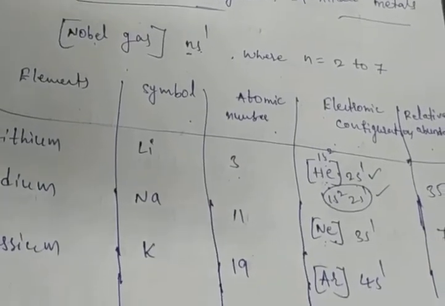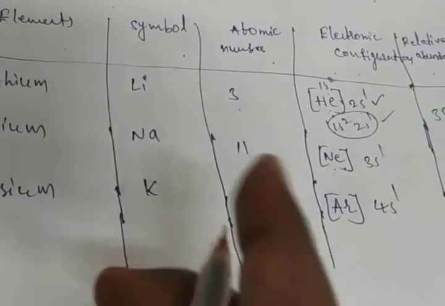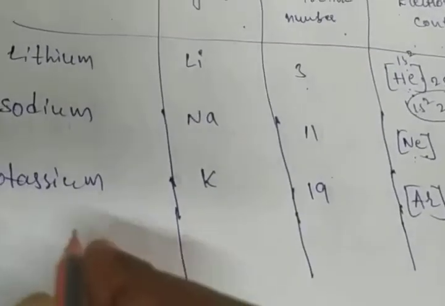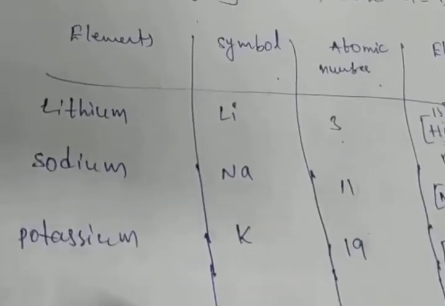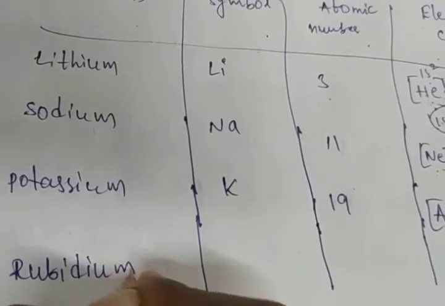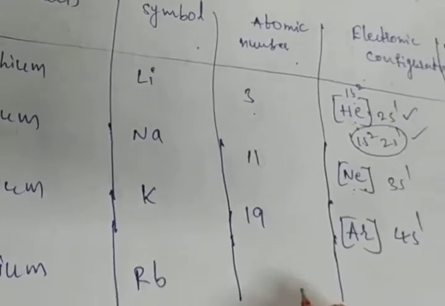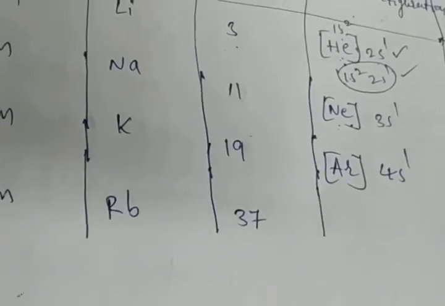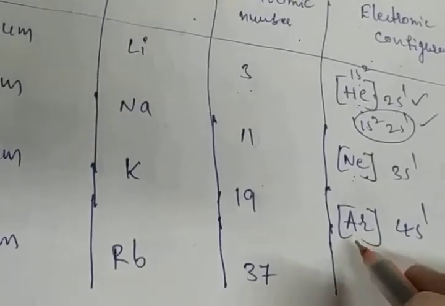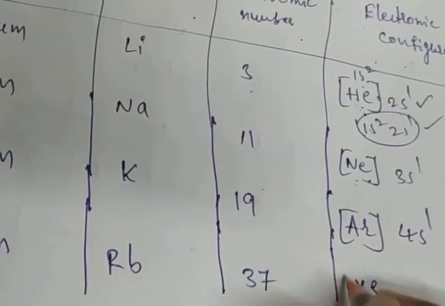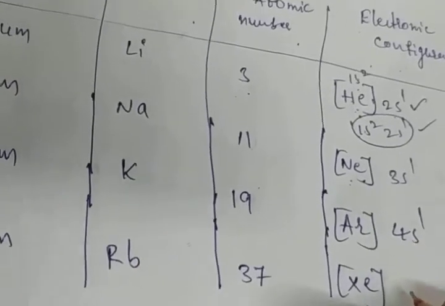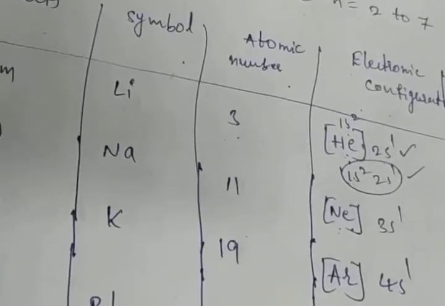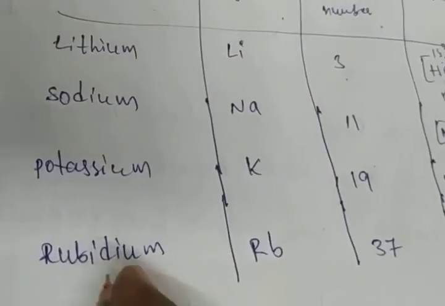And next, after potassium, rubidium is there. Rubidium symbol is Rb. What is the rubidium atomic number? 37. After argon, which element is there? The noble gas is xenon. 5s1. Relative abundance is 23. After rubidium, cesium is there.